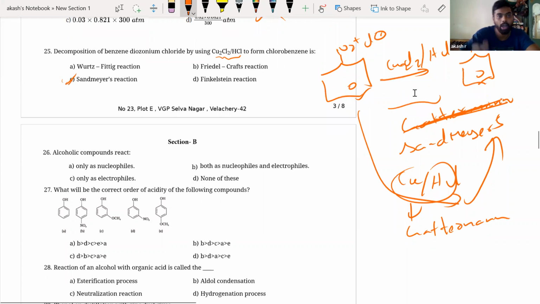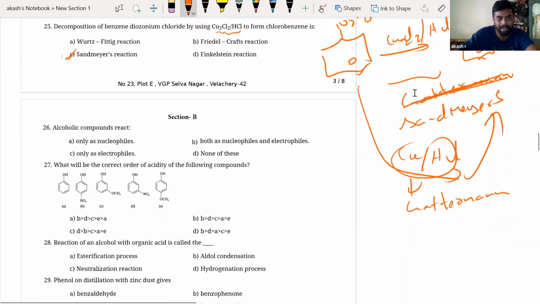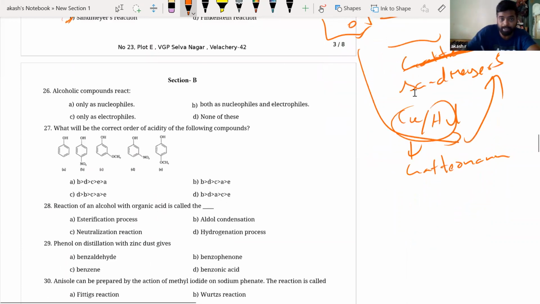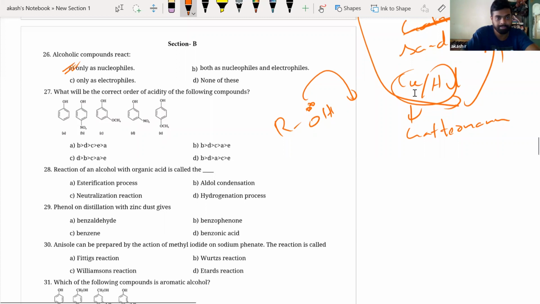Next. Alcohol compounds react only as nucleophiles. Why? Because you see that ROH is there. Now I can have this lone pair present, right? So this can go and attack some other compound as a nucleophile, right? But can it be an electrophile? No, I don't think so, right? So obviously only as nucleophile is the answer, right?